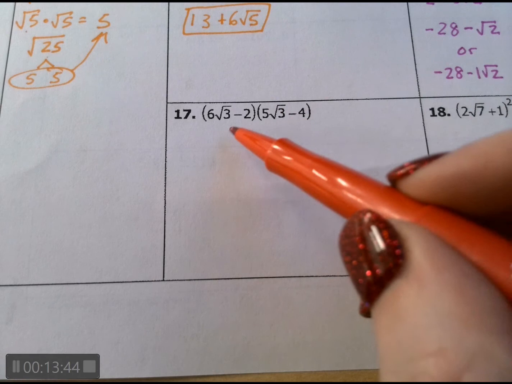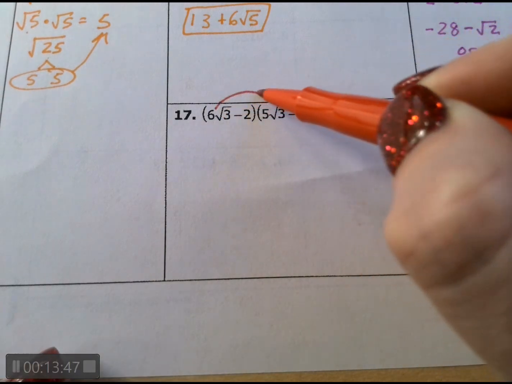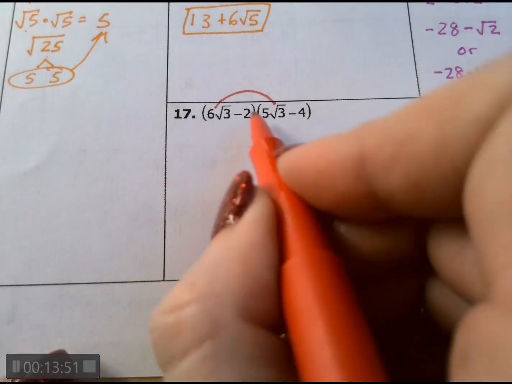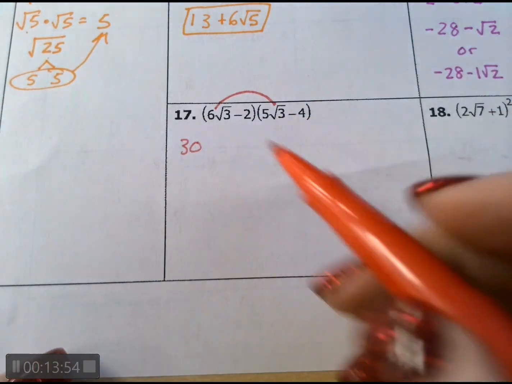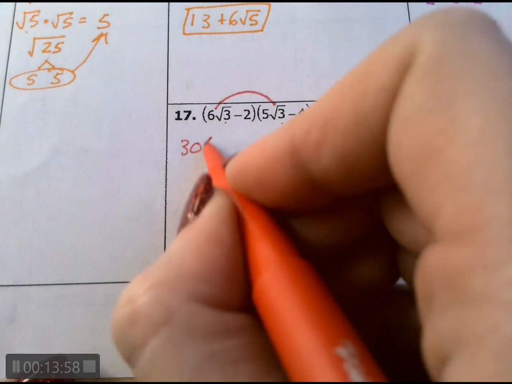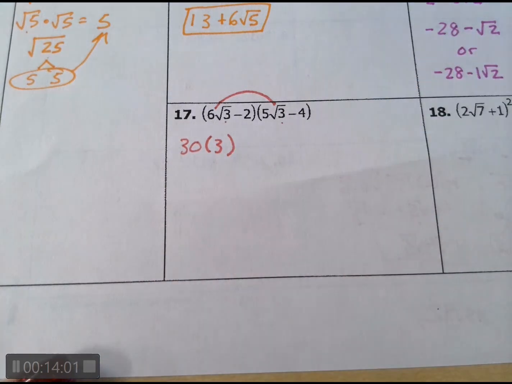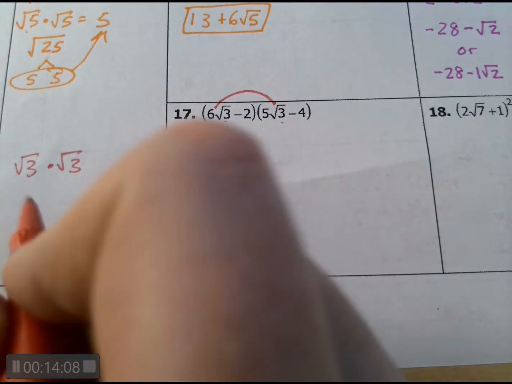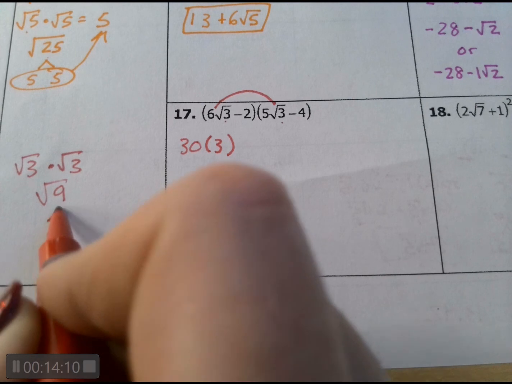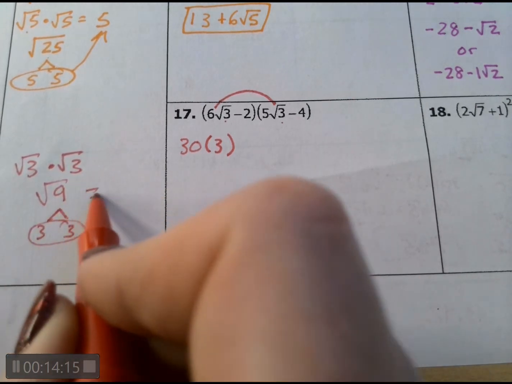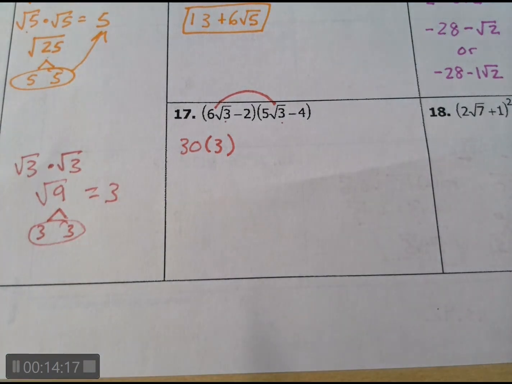We have 6 square root 3 times 5 square root 3. Alrighty. So 6 times 5 will give us 30. And then we have square root 3 times square root 3. Well, this is just going to be 3. Because remember, square root 3 times square root 3 will give us square root 9. When we factor the 9, we get 3 times 3, which is our pair.